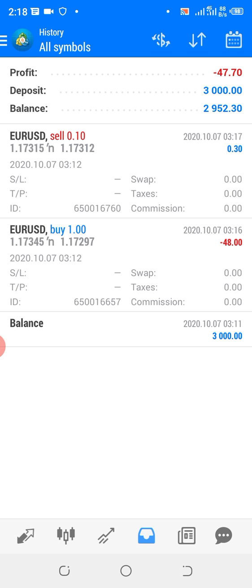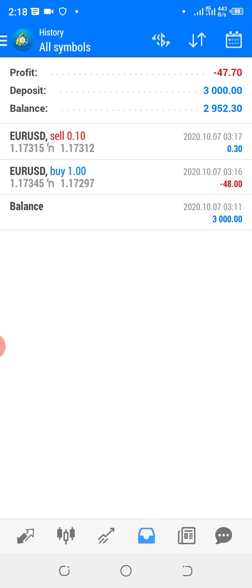While for Euro/USD 1.00, the opening price, which is the buying price, is higher than the closing price, which is the selling price. Why? Because I first buy and then eventually sell, but I sold at a lower price than I bought, so that's why I made a loss. Is that correct now?